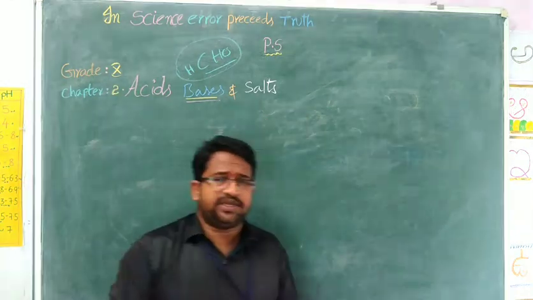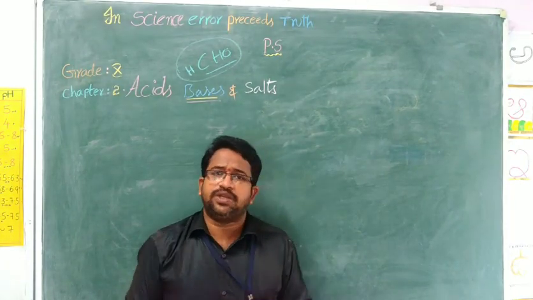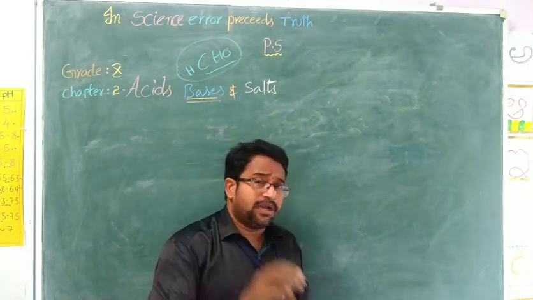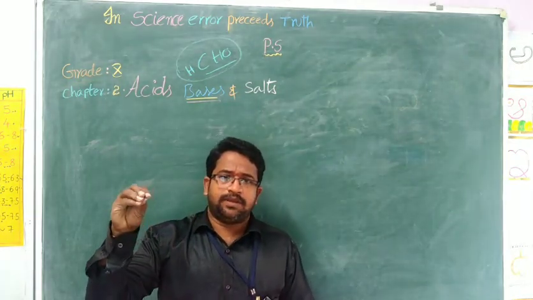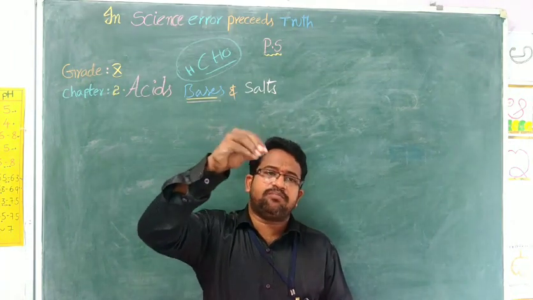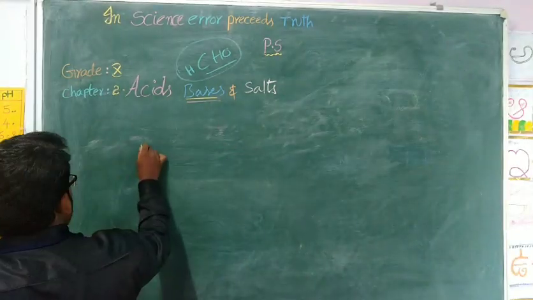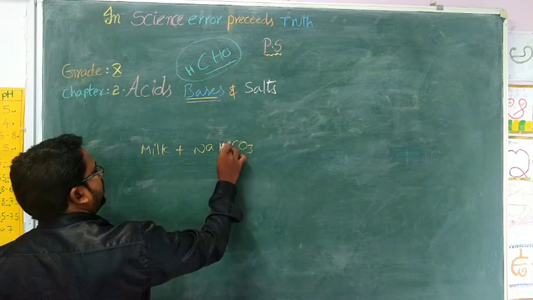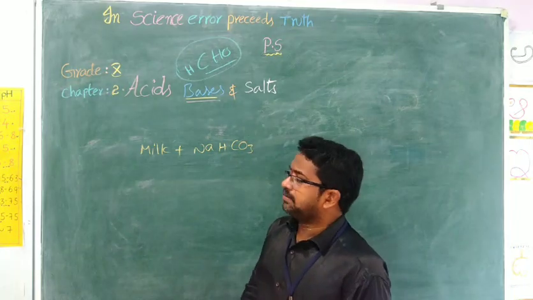And one question is given like this. Already I told you what happens when milk converts into curd: the pH value decreases, meaning the acidic nature increases. Now the question: a milkman adds some sodium bicarbonate to the milk. So milk is there, and to this milk NaHCO3, sodium bicarbonate, is added. Then what happens?